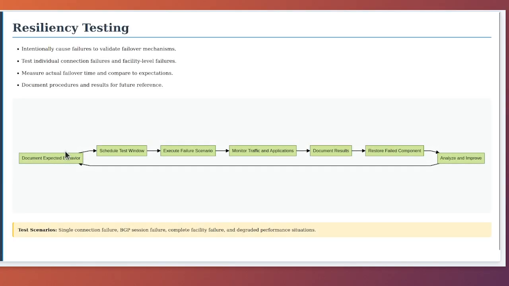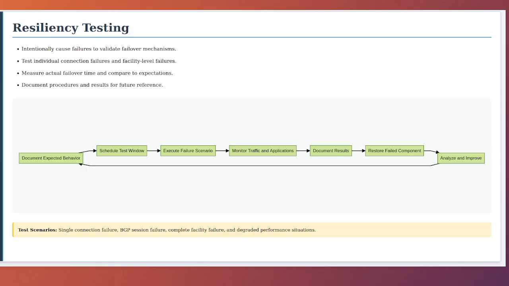Resiliency testing. Having redundant Direct Connect connections is only valuable if they actually fail over correctly when needed. Regular resiliency testing ensures your failover mechanisms work as expected before you experience a real failure.